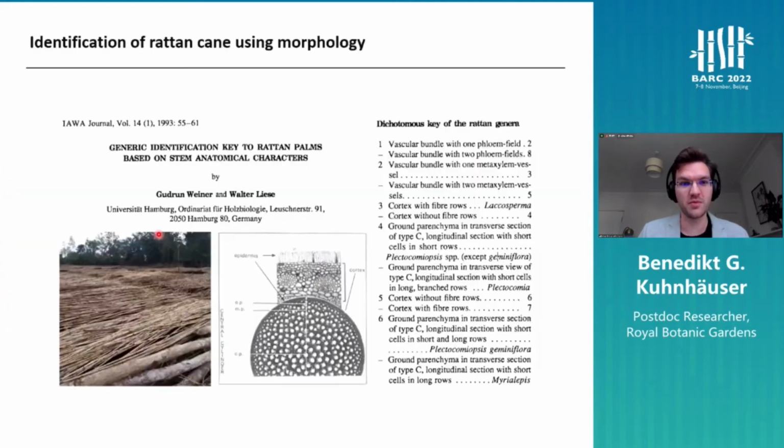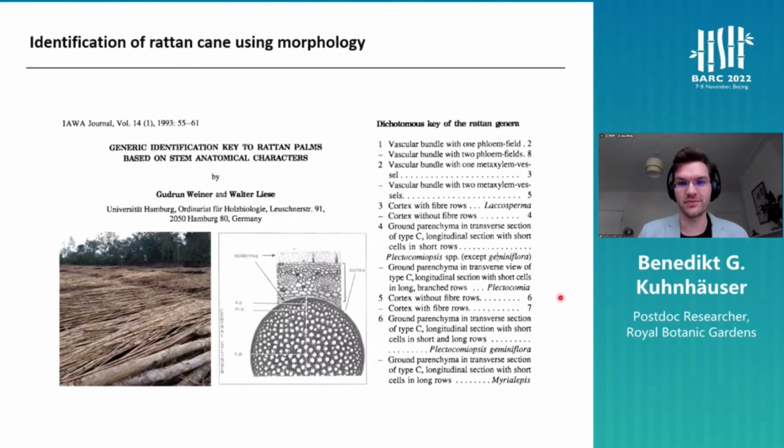Previous work in the 90s has tried to identify rattans based on vasculature, so only based on vascular bundles, using morphology only. And what they were able to do is identify different genera. There are about 10 different genera of rattan, and they were able to identify different genera, or let's say groups of maybe 100 or 200 species of rattan. That's an interesting first start, but we're still at a loss in a very speciose genus such as Calamus, where we have 400 species.